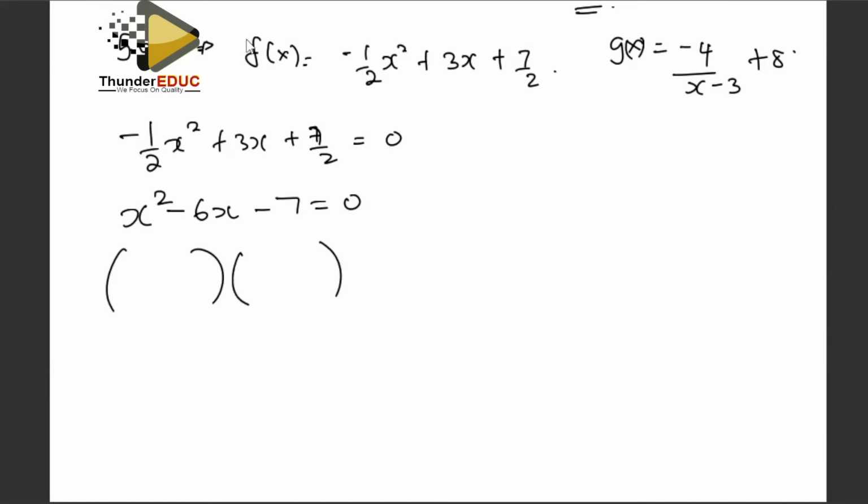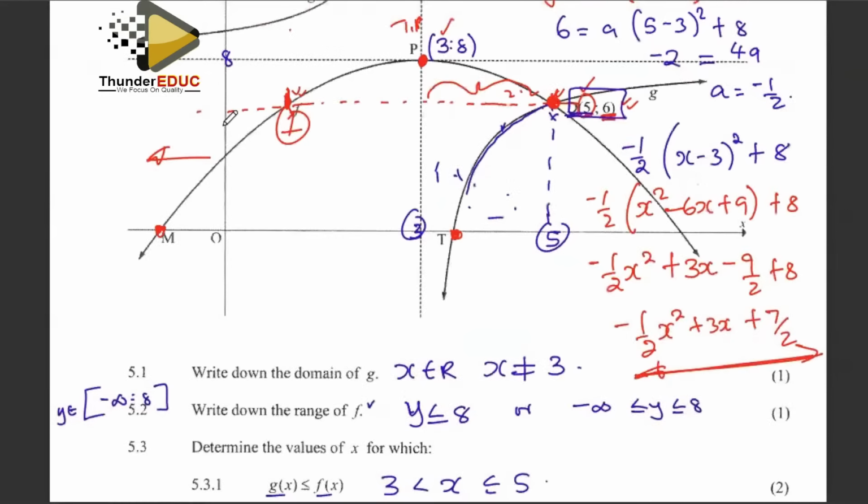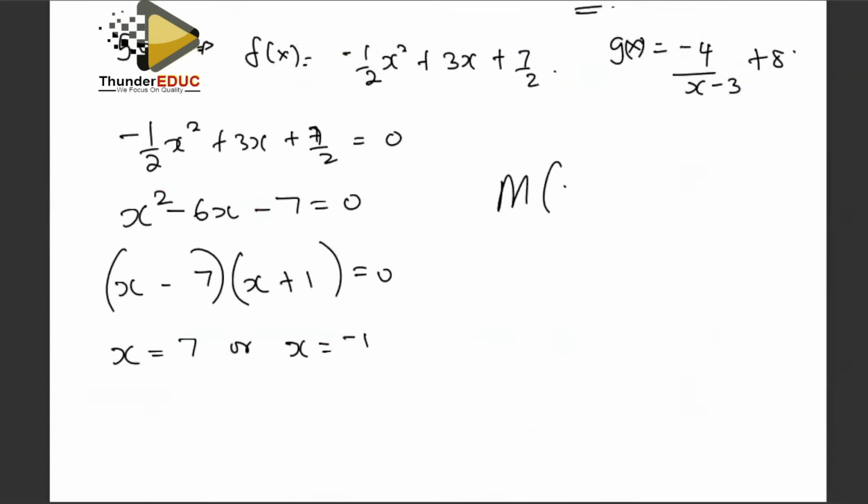When I factor this out, it's going to be x and x. How do I get a negative 7? So it can be negative 7 and then a plus 1. Okay, so this bracket will give me x as 7, or x should be negative 1. But if I look at my graph, remember we're using the parabola. So our focus is the M, which is on the negative side. So the coordinates of M will be -1 and 0.